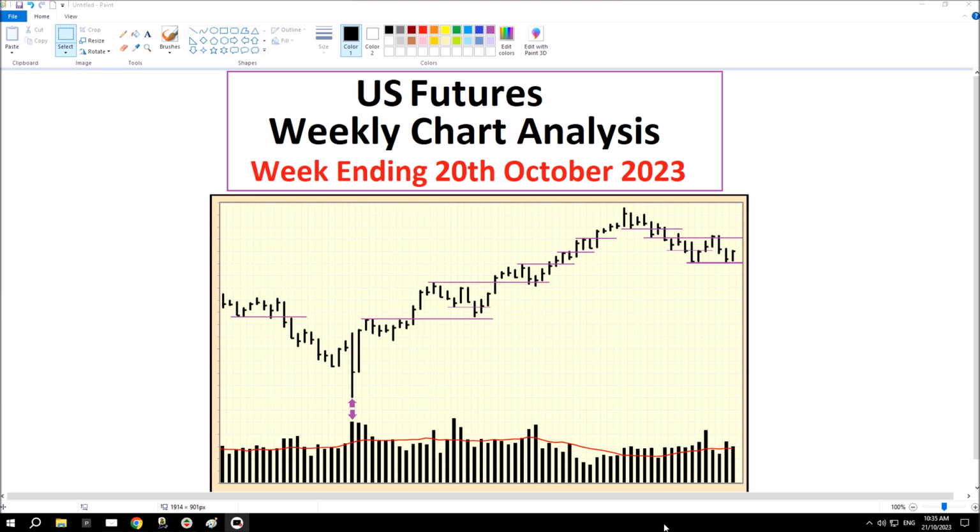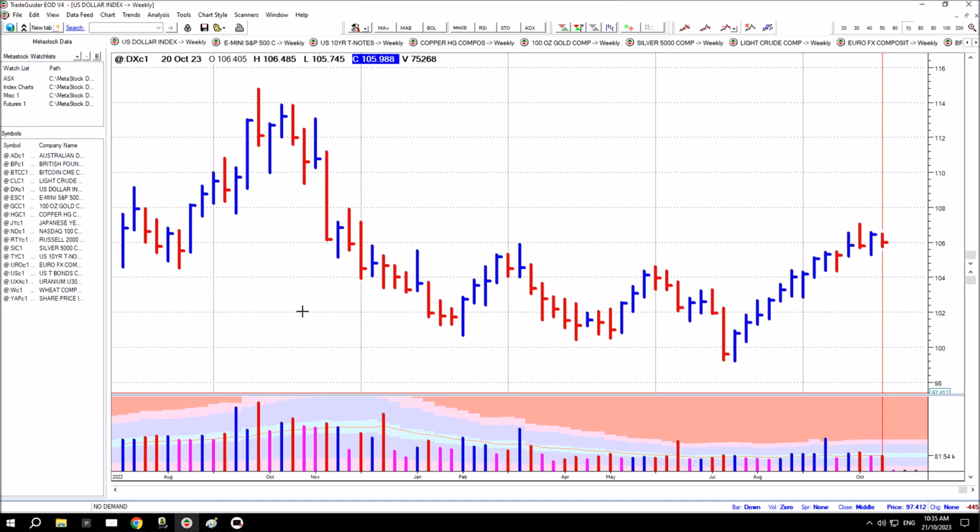This is the US Futures Weekly Chart Analysis for the week ending 20th of October 2023. First chart is the US Dollar Index Futures as usual. And you can see this week the chart has a narrow spread down bar.